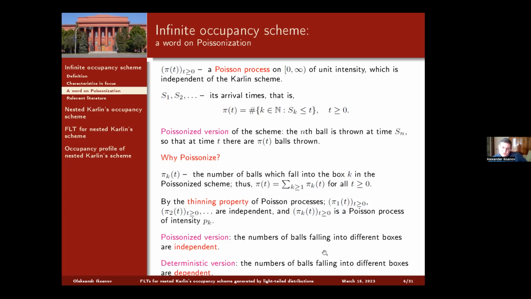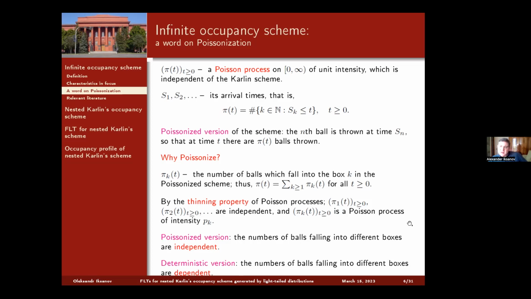Indeed, the numbers of balls falling into different boxes are independent in the Poissonized version, whereas this is not the case in the deterministic version. In particular, the number of occupied boxes is the sum of independent indicators in the Poissonized version and the sum of dependent indicators in the deterministic version.